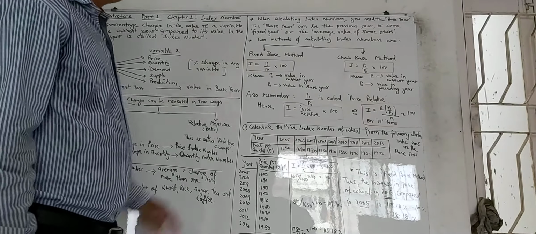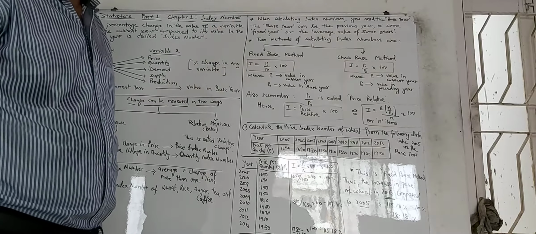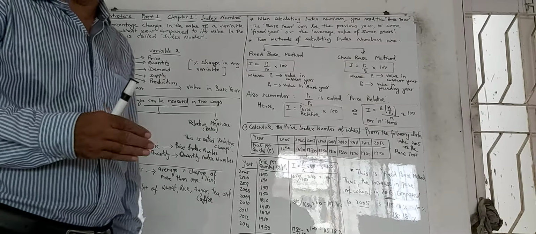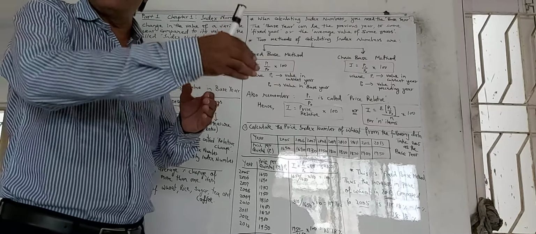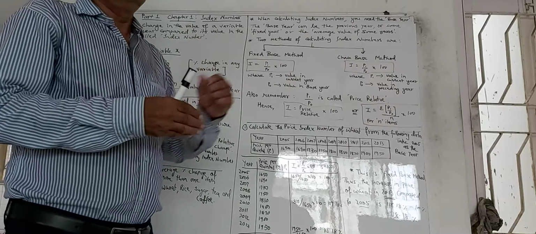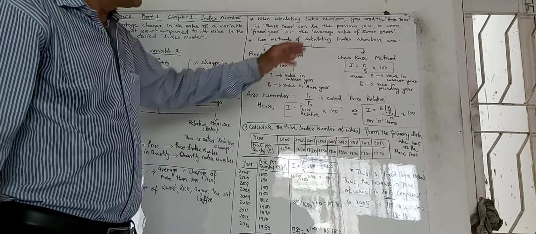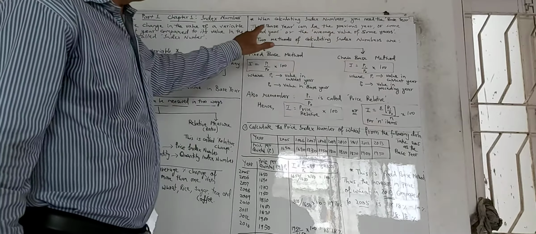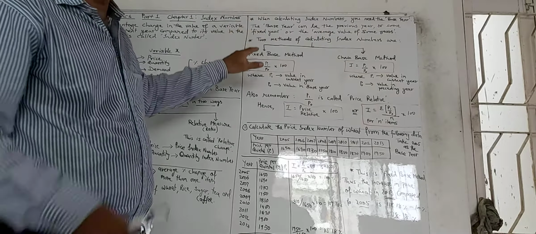Look at here. When calculating index numbers, you need the base year. As I have said, base year is vitally important because comparison has to be made with something. You are comparing with the previous year. You are comparing with years before that. You are comparing with the last 10 years and so on. So base year is important. Now, the base year can be the previous year or it can be some fixed year.